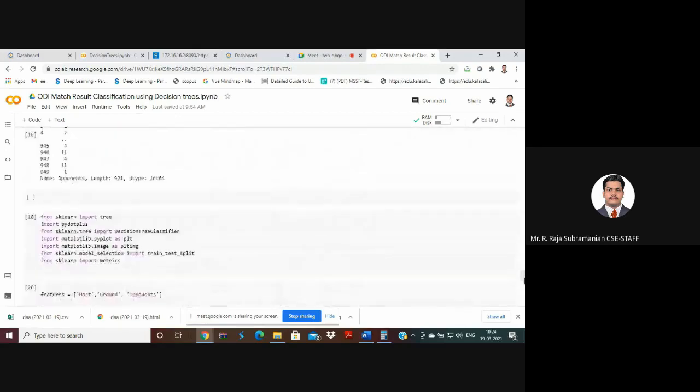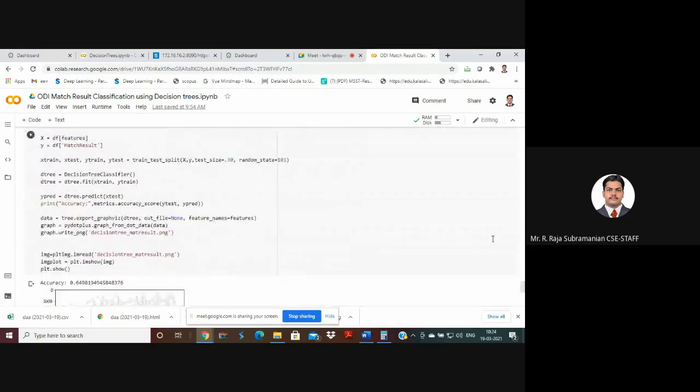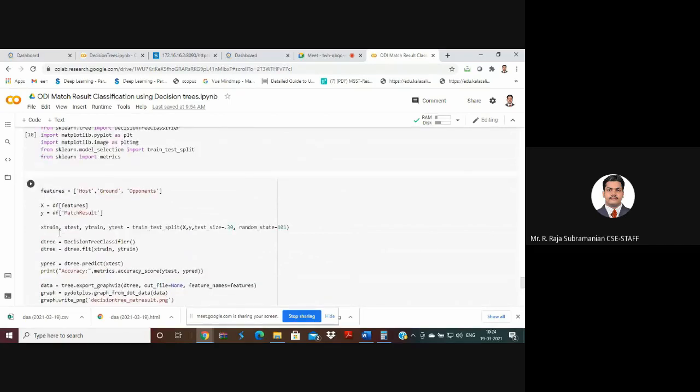So I also experimented with the training and testing. What I did is very simple. From sklearn.model_selection I imported train_test_split, and then from sklearn I imported metrics. These two things I took. Then I used this statement: x_train, x_test, y_train, y_test equals train_test_split of the input x, output y, with test size as 30% and random state as some numerical number.